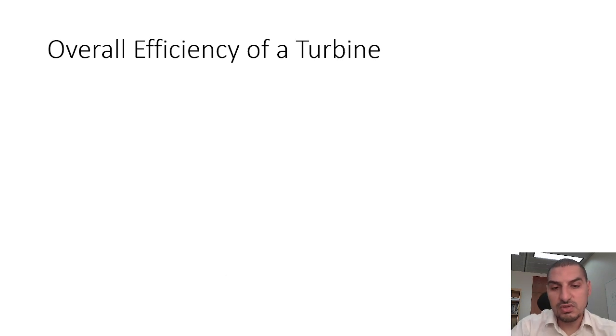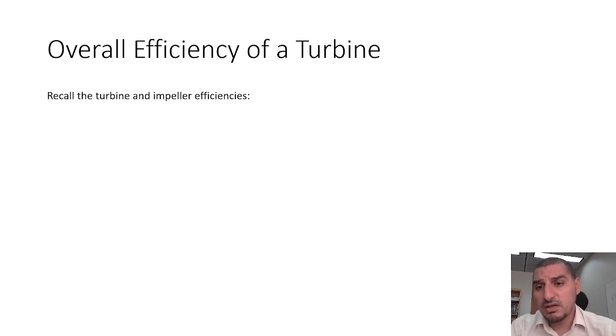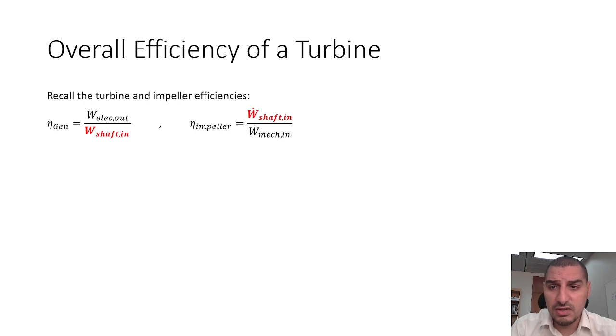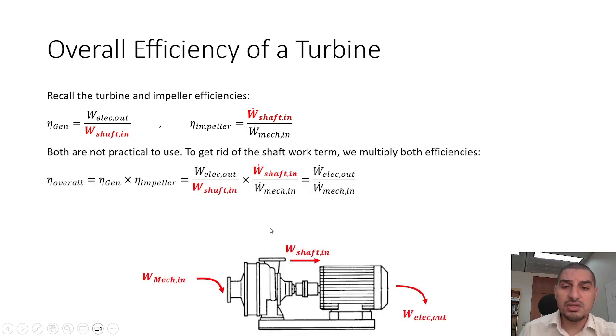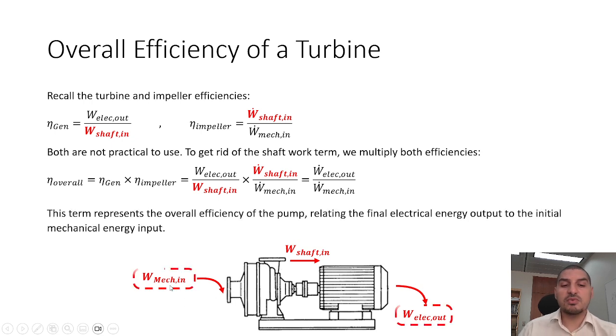Okay, so this is how it works. The same for the turbine. If you recall the generator efficiency and the impeller efficiency, they will have the same issue that the shaft work is in there. We cannot use the shaft work, so we can multiply the two terms together to get the overall efficiency of the turbine, which is the electric work out over the mechanical work in, which is the ratio between the final output and the initial input. And this way we can get the overall efficiency of the generator.